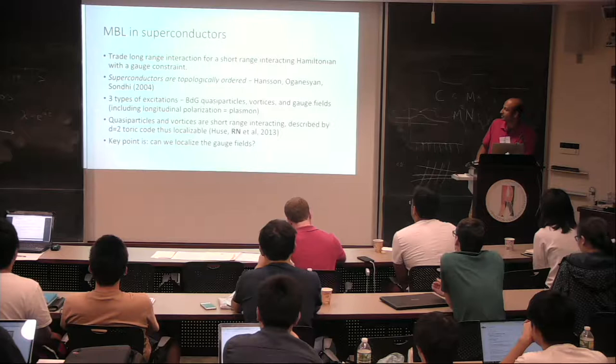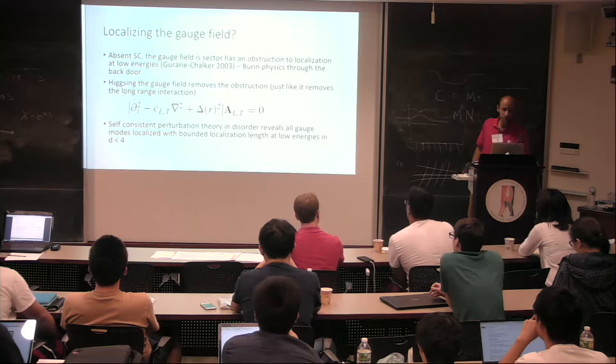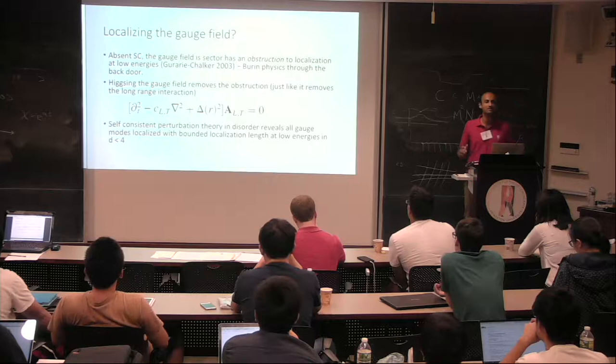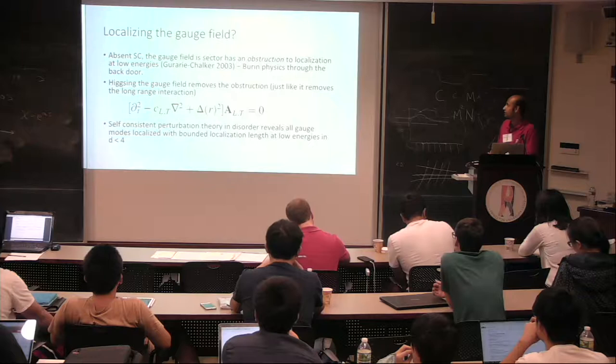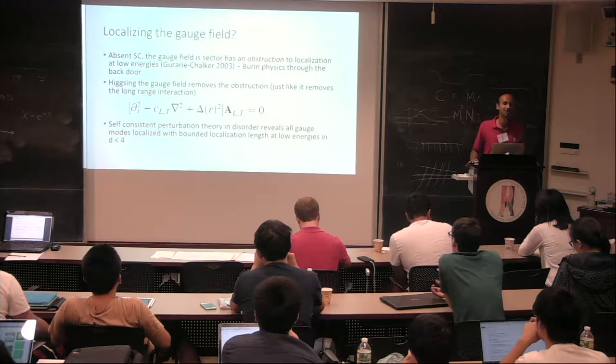The key question is, can we localize the gauge fields? And in the absence of superconductivity, the gauge field actually has an obstruction to localization at low energies, which is very similar to the obstruction to localization of the Goldstone modes. This is something Gurarie and Chalker pointed out in 2003. The localization length of the gauge field modes diverges at low frequency, and this smuggles Burin physics back in through the back door. You still can't construct a locator expansion.